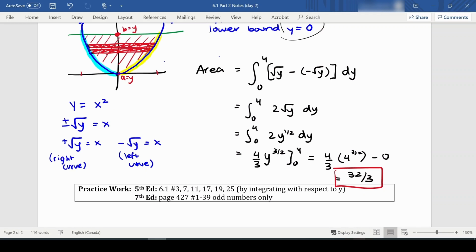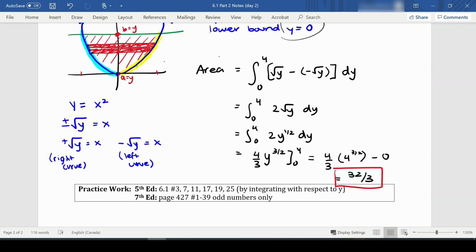So which method you use will partly depend on what the question asks you to use. If the question says with respect to x, you're doing the first method, vertical rectangles. Functions are y equals, your bounds are x values. If you're asked to integrate with respect to y, you're thinking of horizontal rectangles. You should have functions that are x equals, and your bounds should be y values.